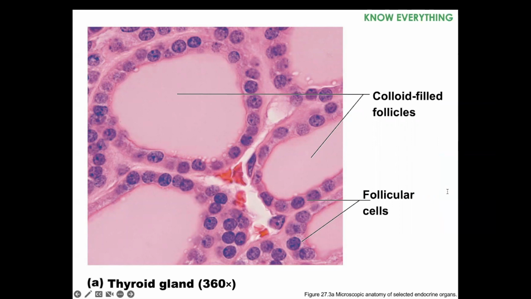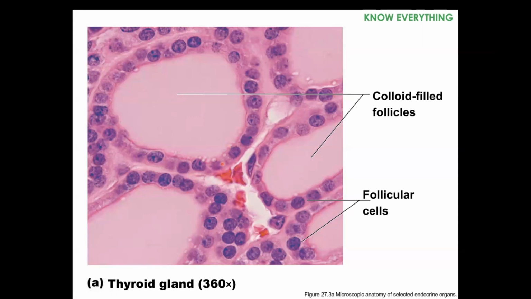First, we have the thyroid gland. It is made up of colloid-filled cells here. That is the lighter pink structures in the image. And then the follicular cells here, the dark purple structures.